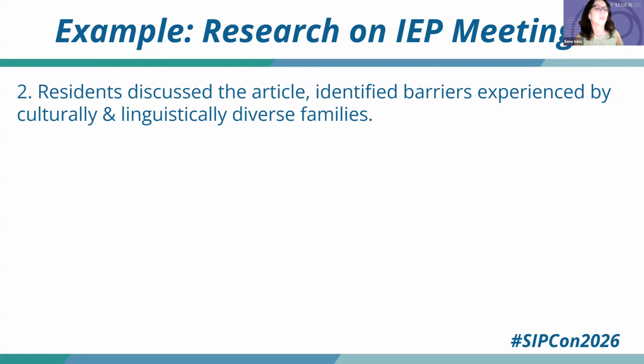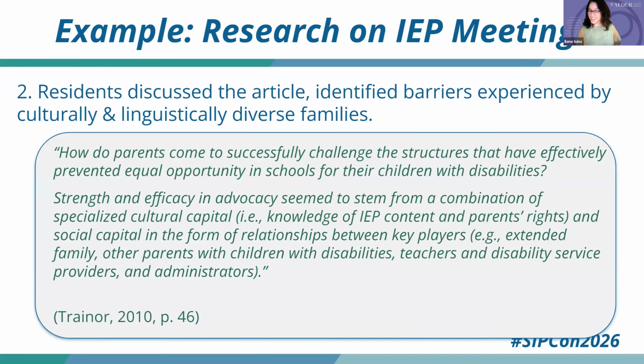So in our class, the residents discussed the article and they identified some of the barriers experienced by culturally and linguistically diverse families. And I went back to the lesson plan, and I found this excerpt had been pulled by a resident for discussion. I'm going to read it aloud to you because this directly leads into Viviana's portion. How do parents come to successfully challenge the structures that have effectively prevented equal opportunity in schools for their children with disabilities? Strength and efficacy in advocacy seem to stem from a combination of specialized cultural capital, i.e. knowledge of IEP content and parents' rights, and social capital in the form of relationships between key players like extended family or other parents with children with disabilities, teachers and disability service providers and administrators.